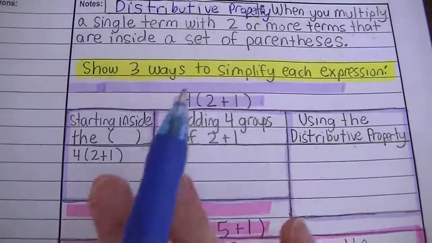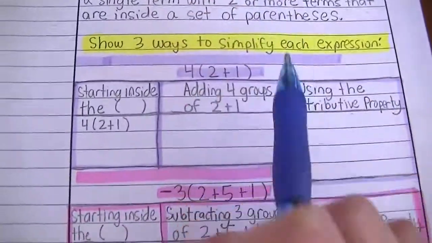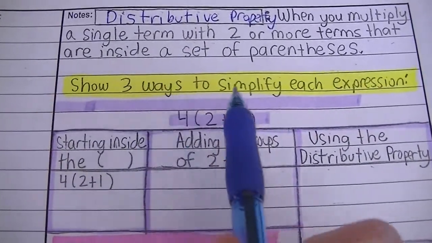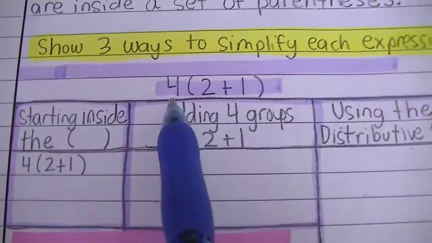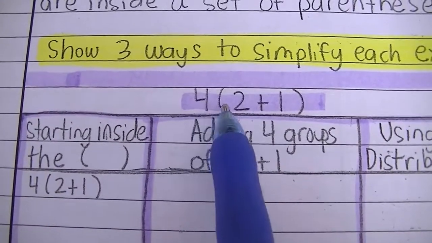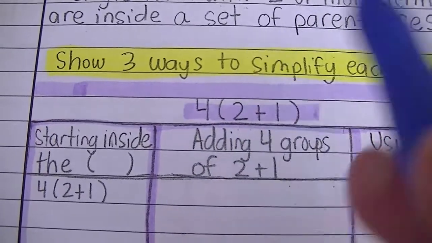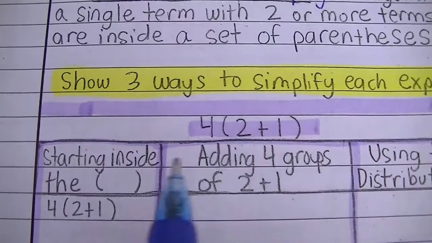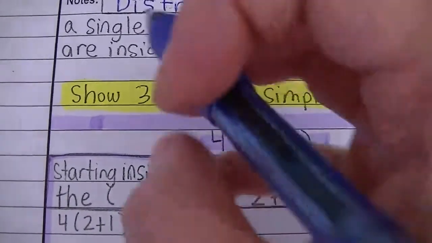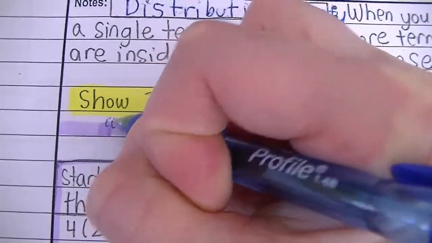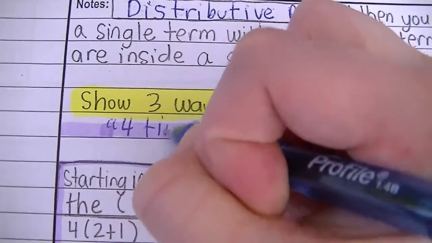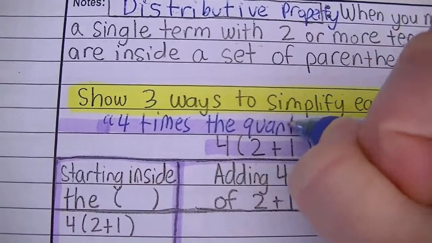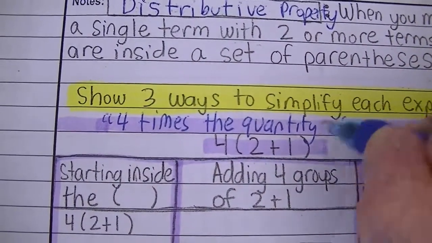All right, so we have a couple of examples up here, down here, and I've already highlighted them just to show you the difference between those examples, okay? And the directions say show 3 ways to simplify each expression. So right here we have our first expression, 4 times a quantity of 2 plus 1. And up in this highlighted section right here in purple, I want you to write that out so you know how to properly say it, okay? So you'd write 4 times the quantity of 2 plus 1.